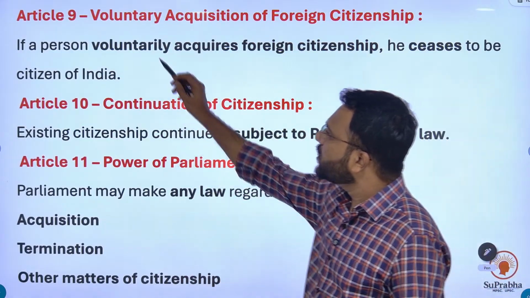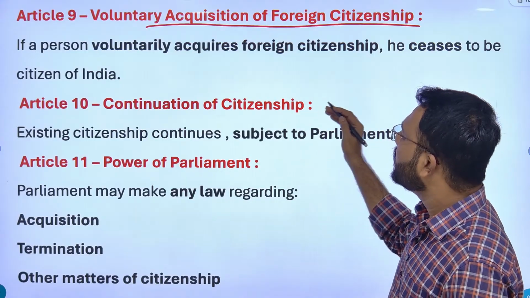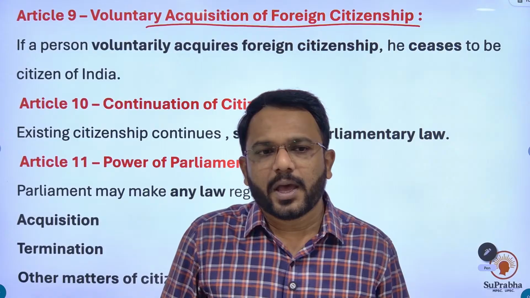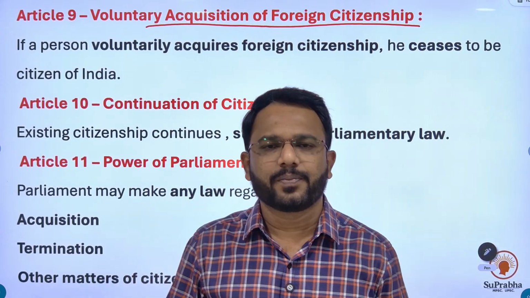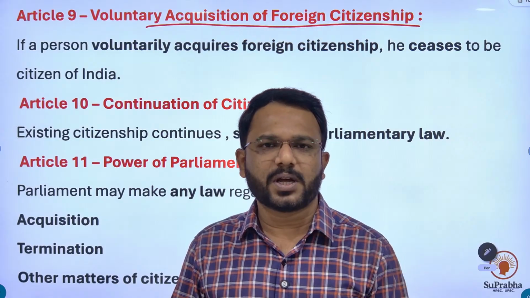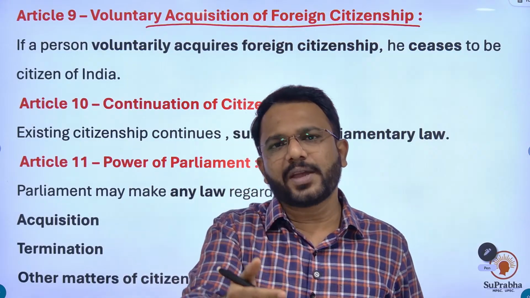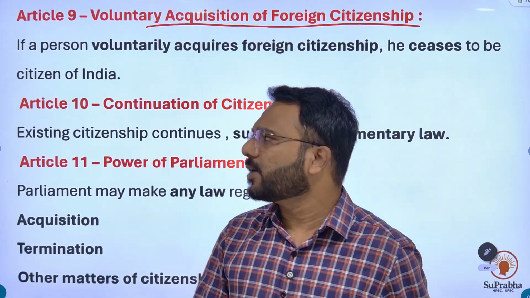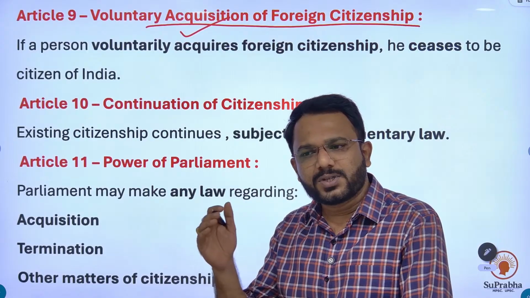Article number 9 deals with voluntary acquisition of foreign citizenship. It says that if a person voluntarily acquires foreign citizenship, he ceases to be a citizen of India. After independence, if an individual wanted to become a citizen of, for example, Britain while already being a citizen of India, he might have held two citizenships, but our Constitution does not provide that. Our Constitution says that if an individual applies for citizenship and becomes a citizen of another country, he automatically loses the citizenship of India.